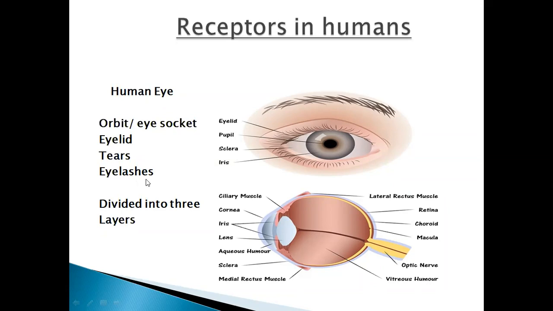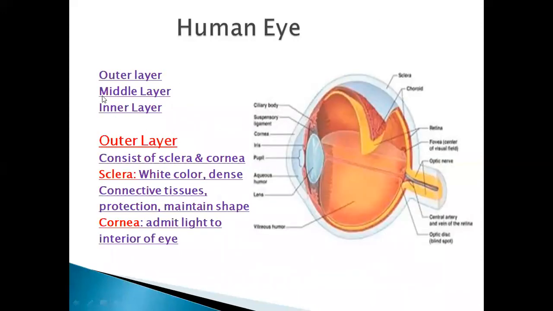Next is the eyelashes. What can be the function for them? They prevent particles from entering the eye. Now we have divided the structure of the eye into three layers: the outer layer, the middle layer, and the inner layer. Fine. So first of all, we will see the outer layer.